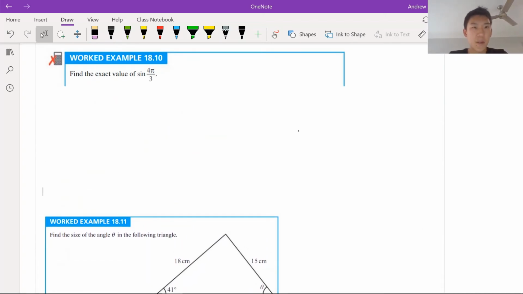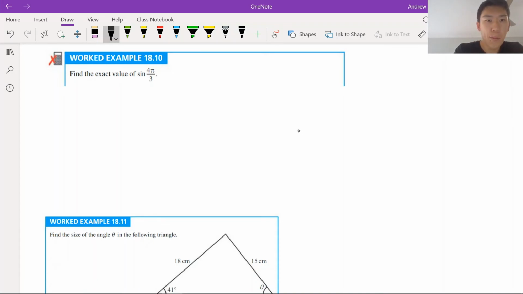18.10. Find the exact value of sine 4 pi on 3. Okay, so this requires you to know your exact values. However you have learned to do that, whether it's just by memorizing the table or drawing your exact value triangles, doesn't matter. Alright, but let's get into this one.